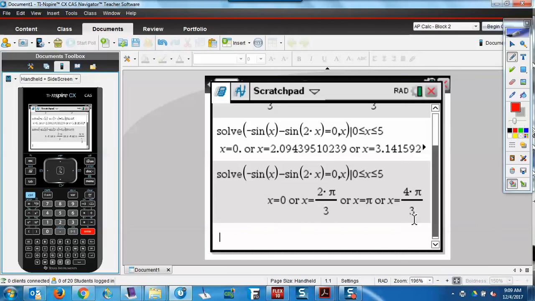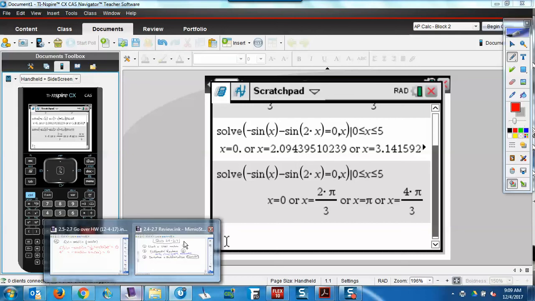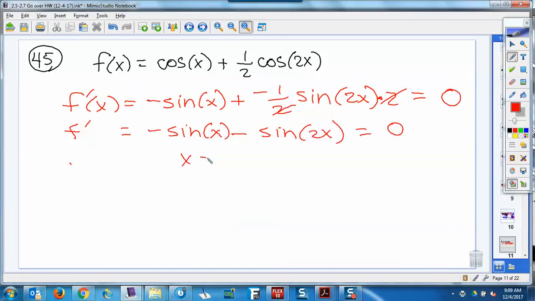So 0, 2 pi thirds, 4 pi thirds, but it might just give you decimals anyway, right? And then pi's in there too. So I actually got 4 of them. Okay, so x equals, what was it, 0, 2 pi thirds, pi, and 4 pi thirds. So that's a number line with a lot of stuff on it.